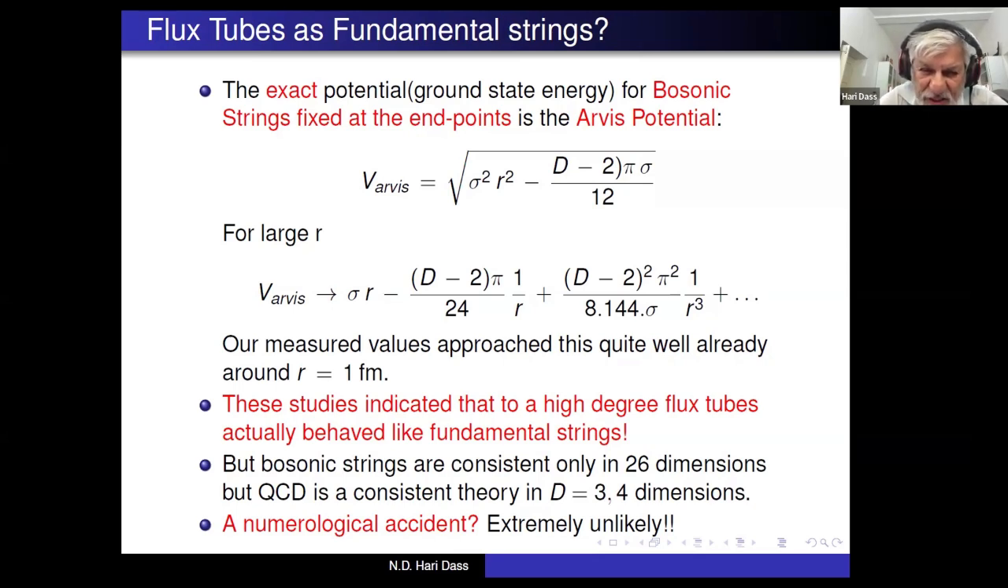But bosonic strings are consistent only in 26 dimensions, but QCD is a consistent theory in 3 and 4 dimensions. So how could I use a formula meant for 26 dimensions and formally plug D equal to 3 and 4 and still see the spectacular agreement? A numerological accident? Extremely unlikely. Next slide.